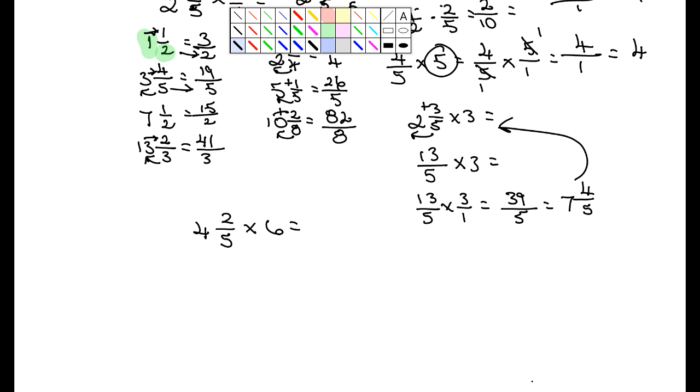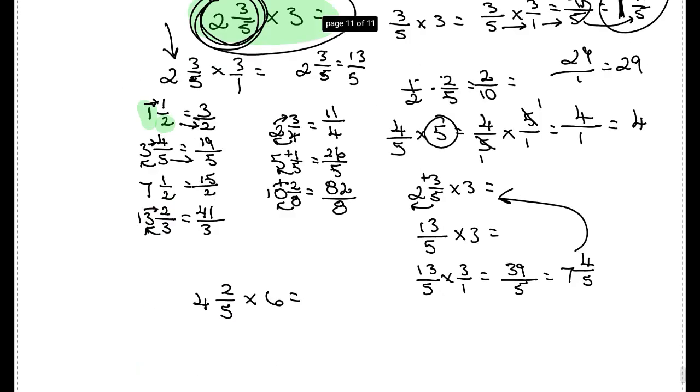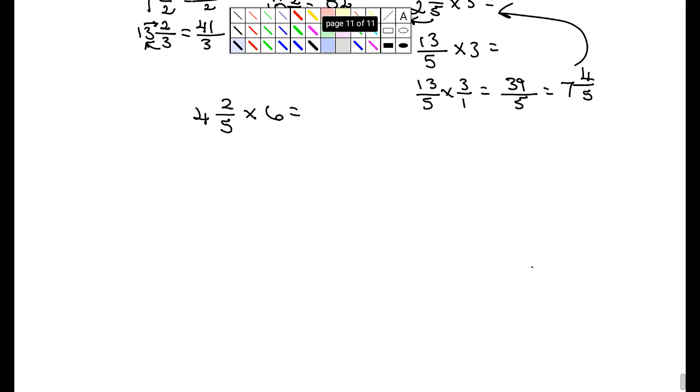Mr. Texera, you're up. What's the first thing you would do in this problem? Make the 6 a 6 over 1. Okay, so you do 4 2/5 times 6 over 1. Now what would you do? No. You've got to change this into an improper fraction.